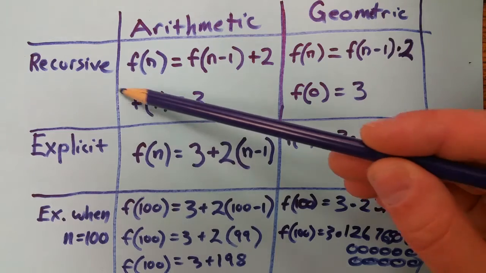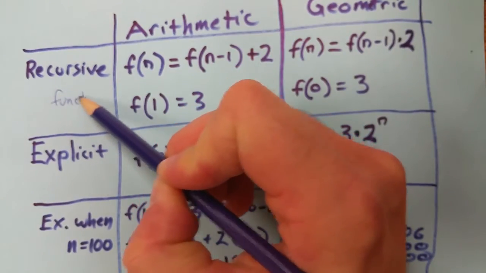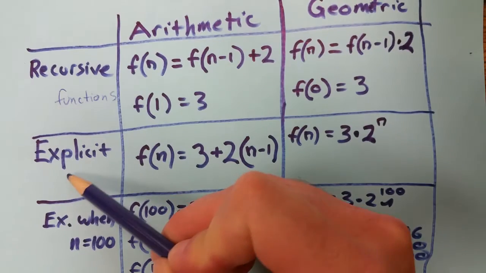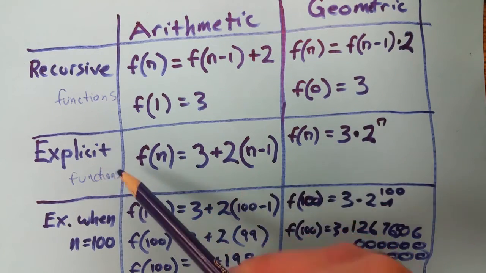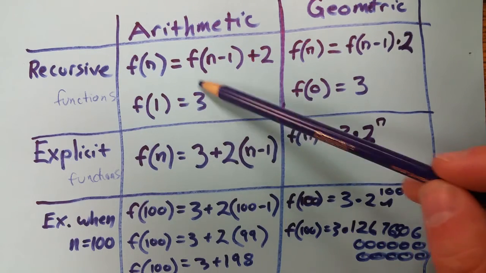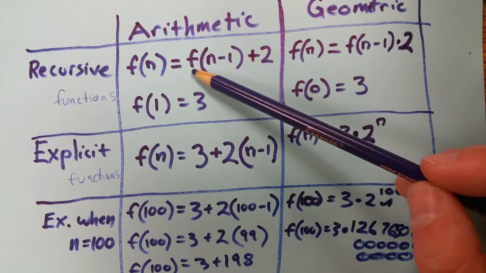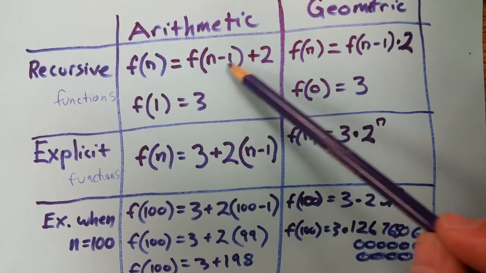We have two function styles, recursive functions and explicit functions. Recursive ones have two pieces of information: the starting point and a rule to follow that relates a term value to a previous term value.